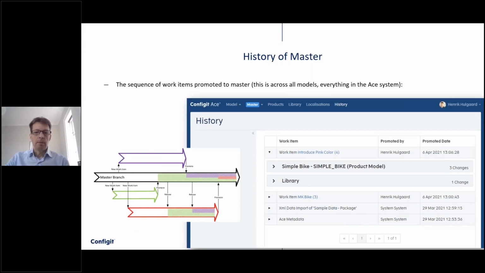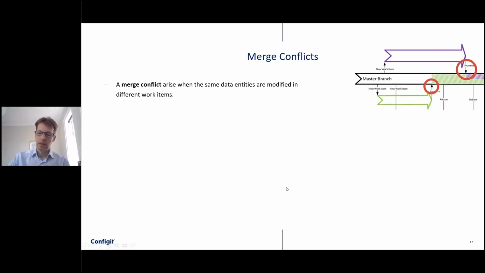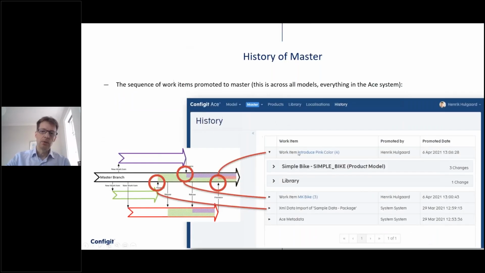If we go in master and look at that, we can also see how this sequence of work items led to a particular state that we have. So each of these promotes of a complete work item is becoming part of the history of the system, and I can open each of these up. But each of these work items, I can open it up and I can see the changes that were introduced in that work item. So I have the full history of my master branch as well.